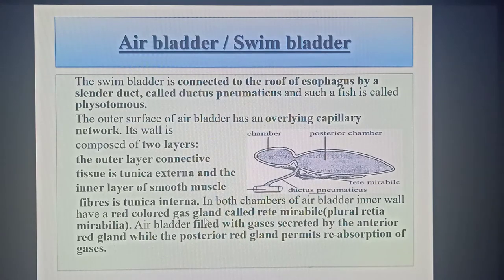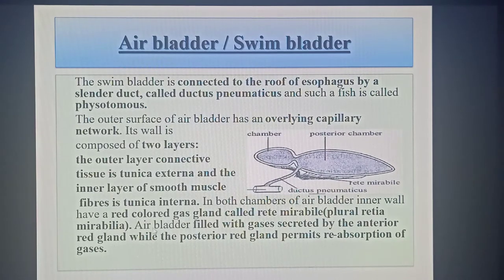In both chambers of the air bladder, the inner wall has a red colored gas gland called rete mirabile. The air bladder is filled with gases secreted by the anterior red gland, while the posterior red gland permits reabsorption of gases.